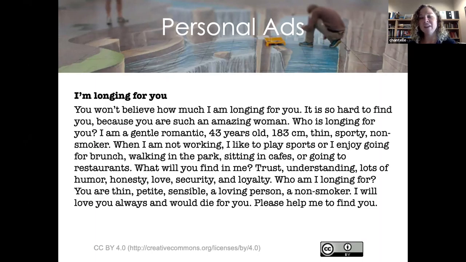But you also had a lot of the things that we were looking for based on the textbook we were working with. So things like people stating their age, describing something of their appearance, describing interests, hobbies, what kind of person they are. For example, humorous, honest, secure, loyal, etc., and describing these attributes, but having to do so again in a way that would signal to somebody else that they were a desirable partner.